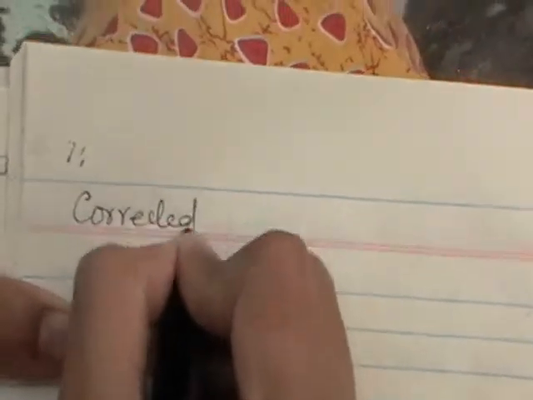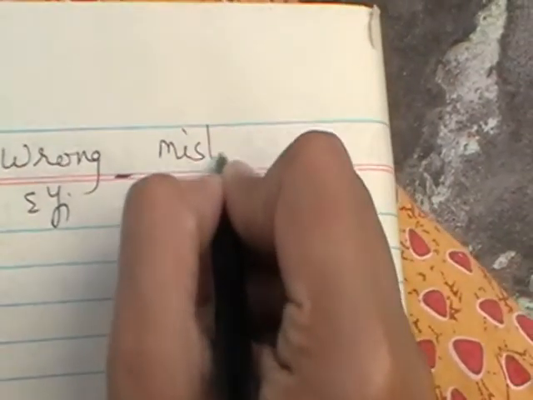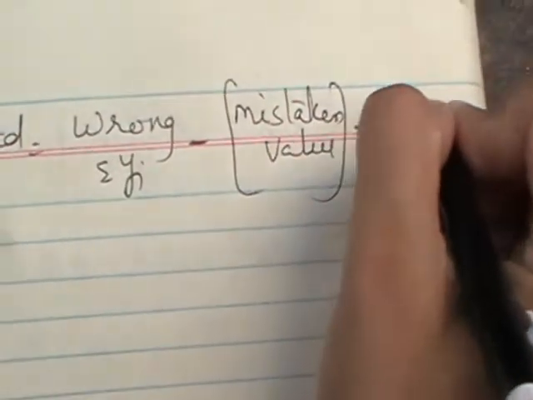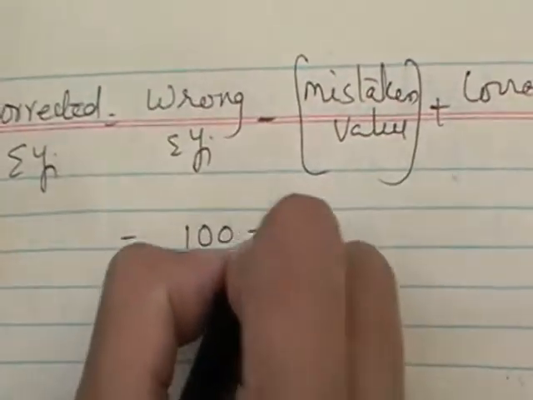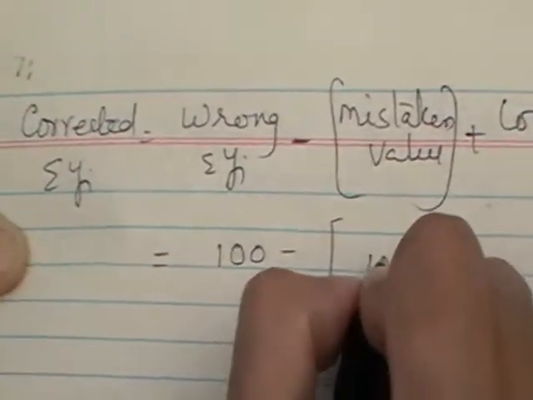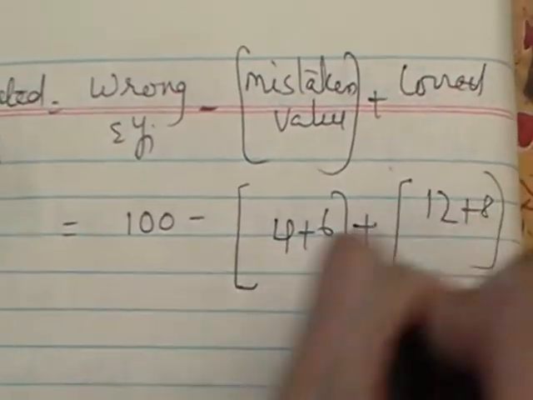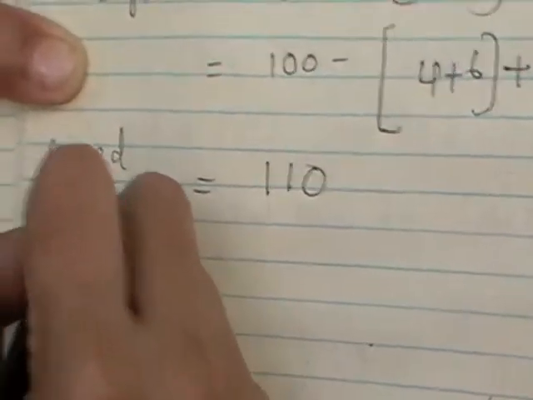Similarly, we are going to calculate correct sigma yi. Corrected sigma yi is equal to wrong sigma yi minus mistaken values, plus the correct values. What is the given wrong sigma yi? Wrong sigma yi is 100. You need to take out the mistaken observations, which are 4 plus 6. What are the correct observations on y? 12 plus 8. So it is 100 minus 10 plus 20, which is 110. This is the corrected total on sigma y.